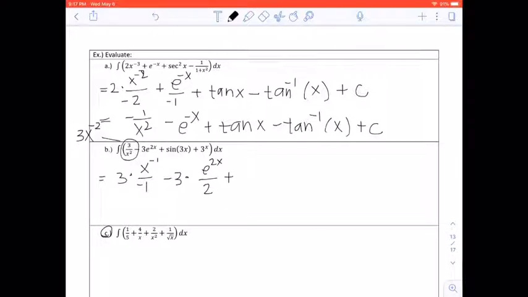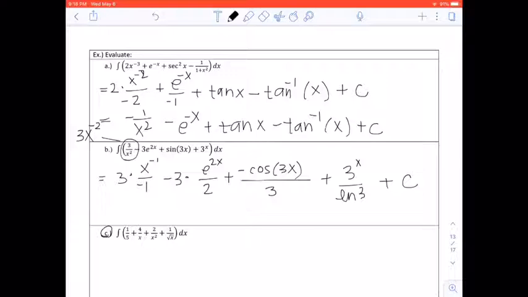we have sine is going to be negative cosine of 3x divided by 3. And again, you can always check this. Take the derivative of that term if you're having a struggle with it to see it. And then the antiderivative of 3 to the x is going to be plus 3 to the x all over ln of 3. And then this is an indefinite integral, which is going to be a plus c added to it.